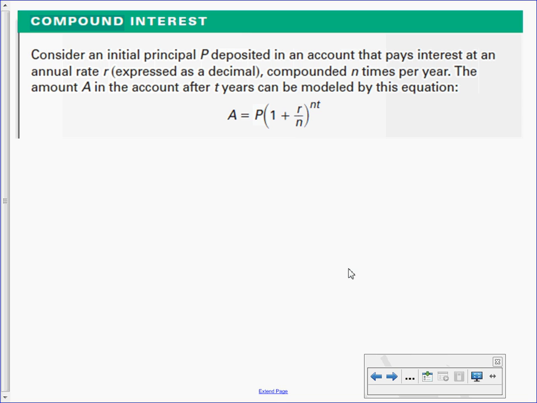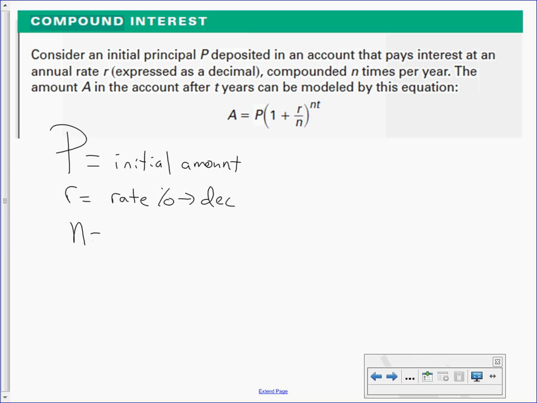Yeah. All right. So once again, that p-value is the principal. It's your initial amount. I always spell initial wrong. Your R is your rate. It's percent as a decimal. N is where things change. N stands for number of times something compounds.